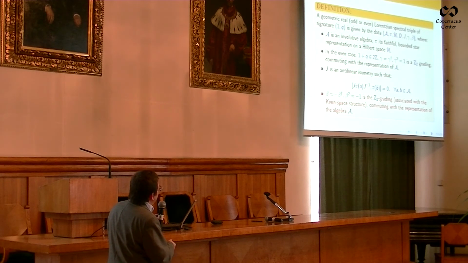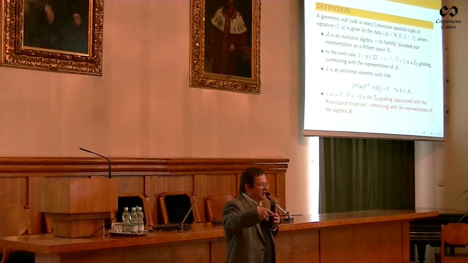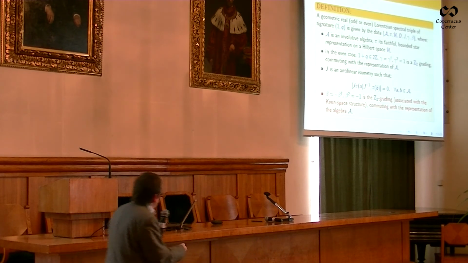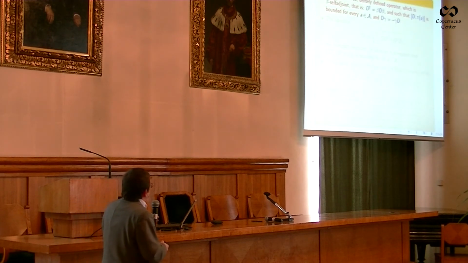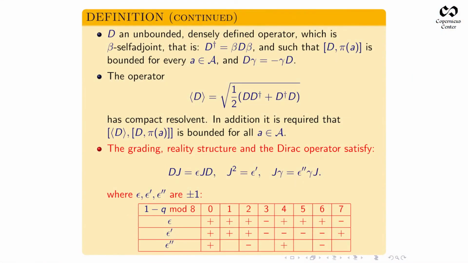So basically the axioms are just the same. The only thing is that there are some other commutation relations. This beta is just a Z2 grading. Actually, it gives the structure of the Hilbert space, the so-called Krein space structure. It's just some sort of additional product that you can have on this space. Then D is an unbounded densely defined operator, but we don't assume that this is self-adjoint, but beta D is self-adjoint.